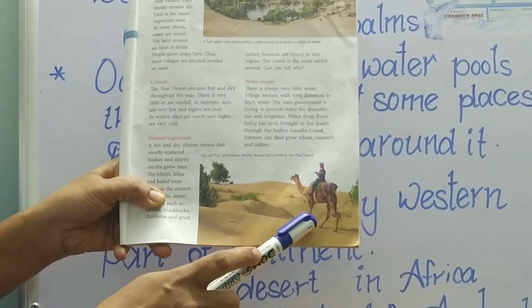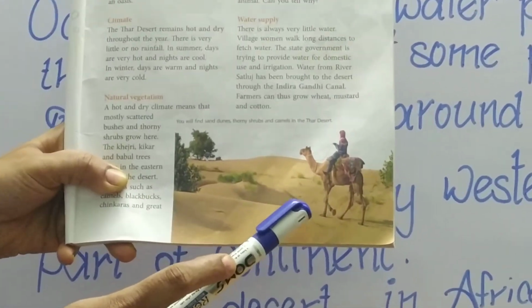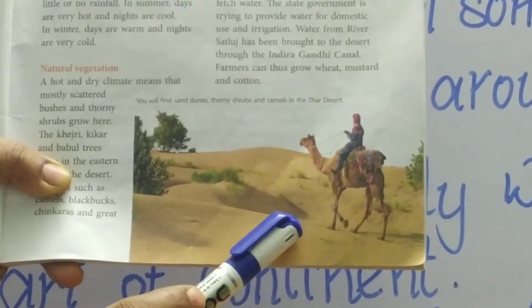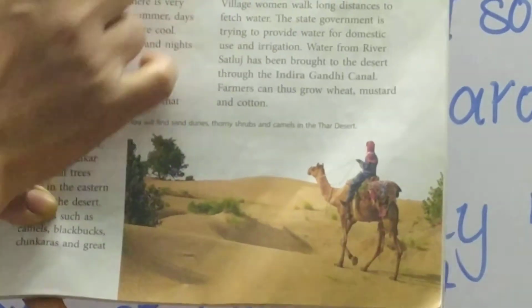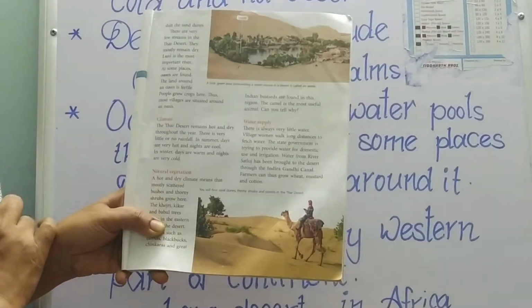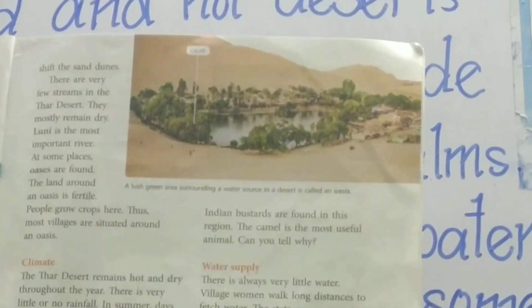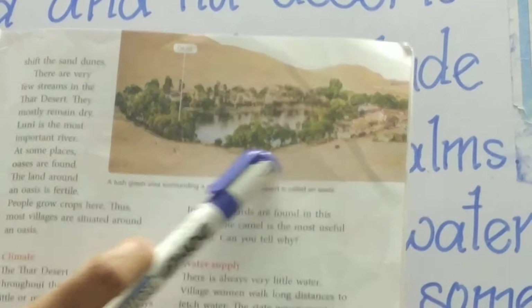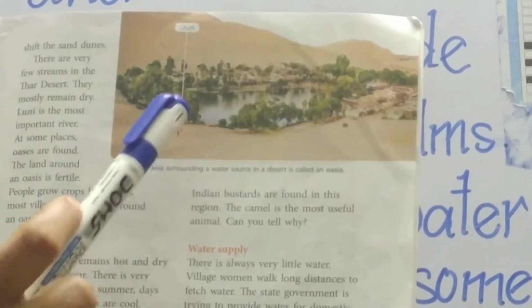And this is the ship of the desert. Which one is known as ship of the desert? Camel. Which one is known as ship of the desert? Camel. And this is oasis, a small water pool that will form in the deserts in some areas. In the oasis, what type of plants will be there? Date palms.